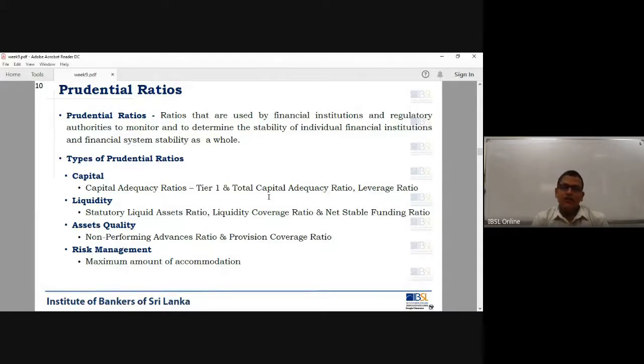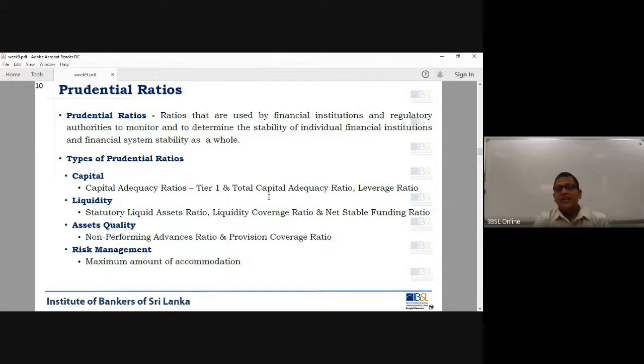Last week I explained to you all that the regulators as well as financial institutions are calculating some ratios to monitor the stability of the individual financial institution as well as the financial system as a whole. Generally these ratios are called prudential ratios. They calculate the prudential ratios with regard to capital, liquidity, asset quality, and risk management, as well as earnings also.